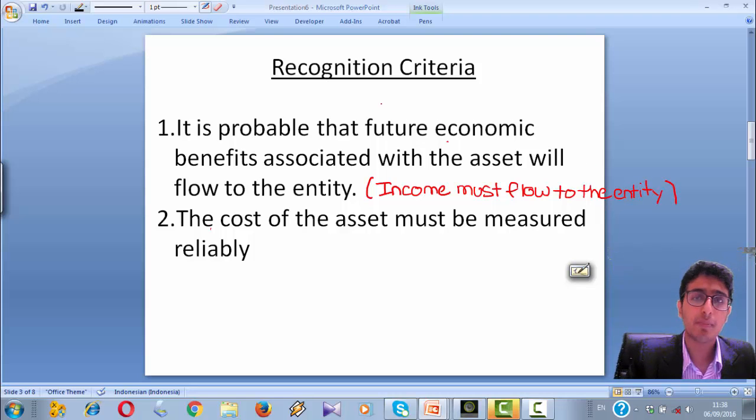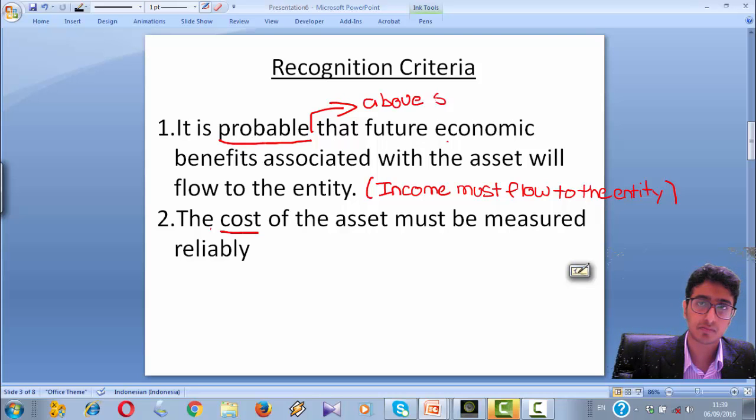Okay, now we purchase an asset. An asset should bring economic benefits or income towards our entity. And the second recognition criteria, it says the cost of the asset must be measured reliably. Okay, now let's go back to the first criteria. It says it is probable. Probable usually means above 50%.